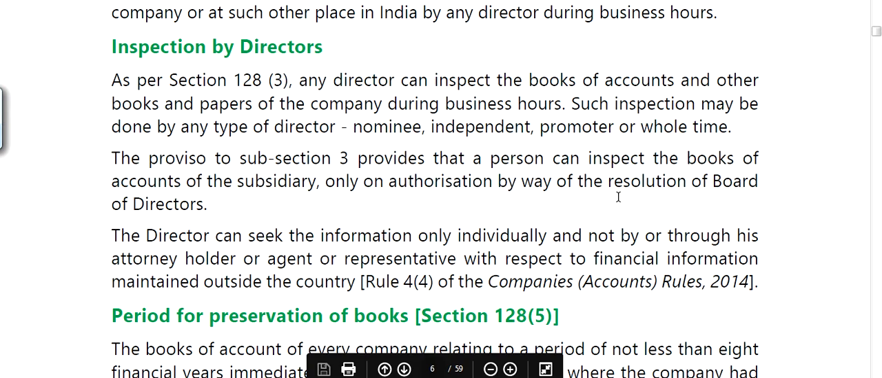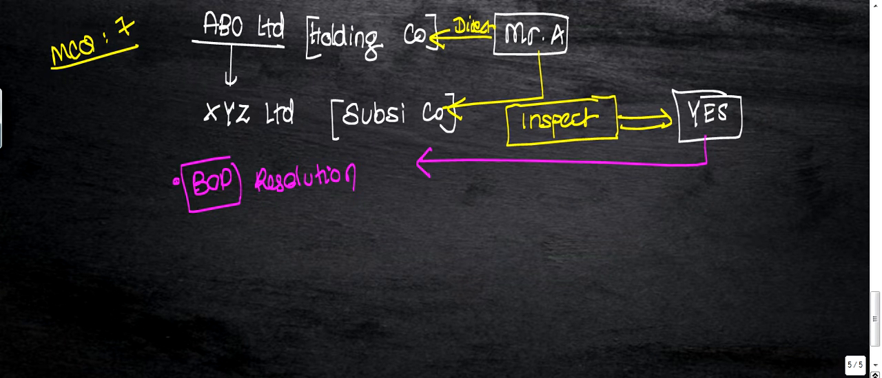Only on authorization by way of resolution of the board of directors. The director can seek the information only individually and not by or through his attorney holder or agent or representative, with respect to financial information maintained outside the country. Let's say MCQ, multiple choice question number 8.